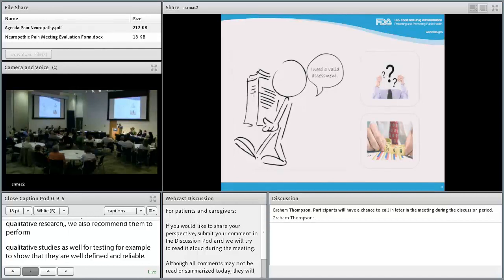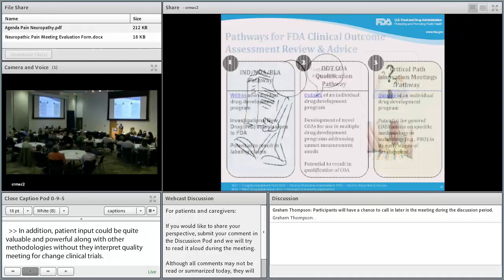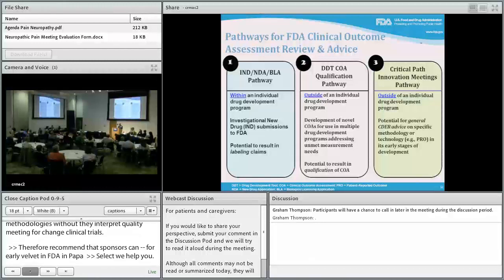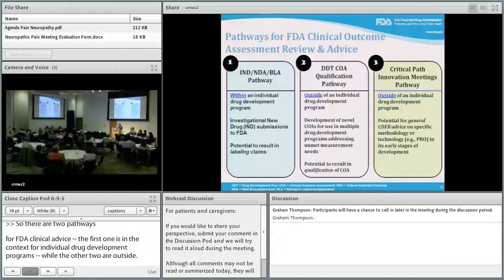Therefore, we recommend that sponsors engage the agency early and throughout drug development for FDA input. So how can we help you and other stakeholders who are involved in this area of drug development? There are 3 pathways to provide advice on clinical outcome assessments, such as PROs. The first one is within the context of an individual drug development program, while the other 2 are outside. This is where an individual or an organization has the opportunity to engage the agency.